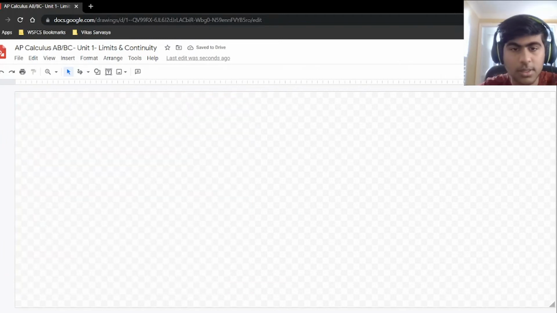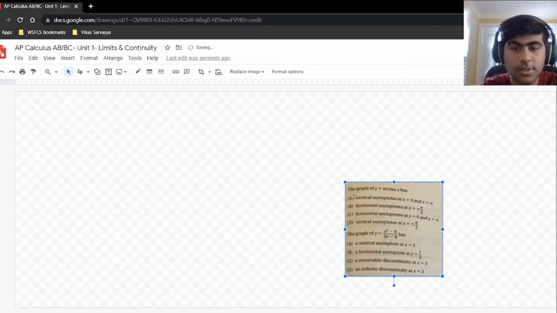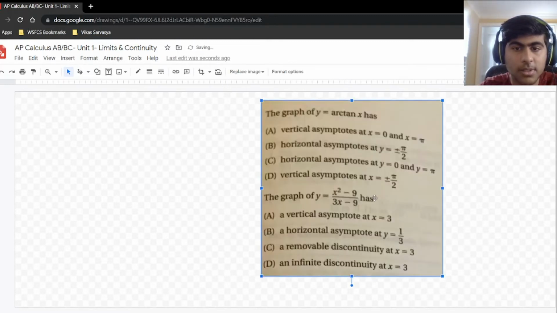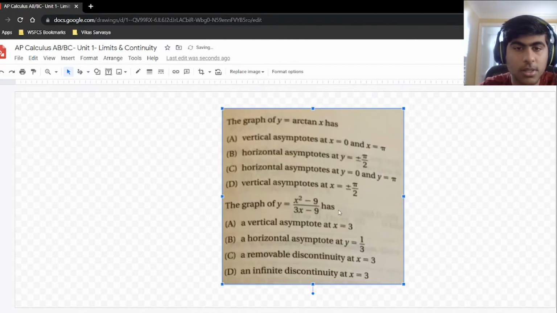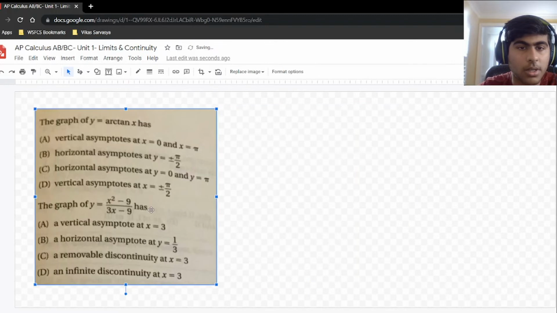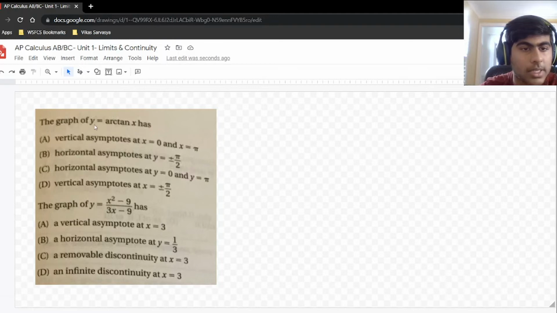Let's take these two. Now these two are less about calculating limits and more about thinking conceptually about what is going on with limits. First question: the graph of y equals arctangent, the inverse tangent of x, has vertical asymptotes at x equals 0 and x equals pi, horizontal asymptotes at y equals plus or minus pi over 2, more horizontal asymptotes, or more vertical asymptotes. So now we have to decide which of these is true.